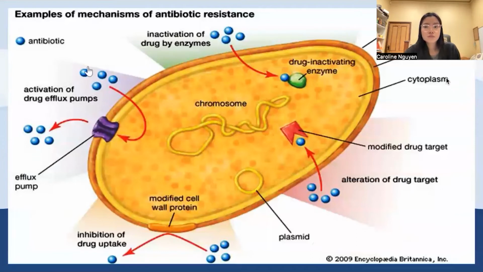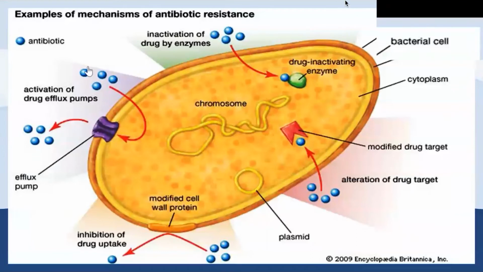Next, we're going to move to examples of mechanisms of antibiotic resistance. As I was mentioning before, if you don't have natural qualities to fight against antibiotics, then you can gain qualities via conjugation and transduction and stuff like that. So first, if you look here, you've got a modified cell wall protein. One way would be that the antibiotic can't even go into the cell in the first place. It bounces right off the new kind of wall.